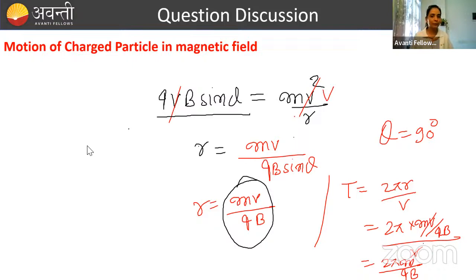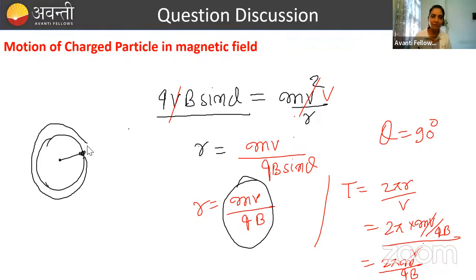So 2 pi r by v, क्योंकि time period यही होता है ना. This is circle. If something is going round in a circle, time period means how much time it will take to go completely in a circle. So complete circle का मतलब how much distance it is going, 2 pi r, है ना? With how much velocity v, so how much time it will take, distance by velocity, so time period is this. Okay, so this is the time period. Time period value we got as 2 pi m by qB, right?